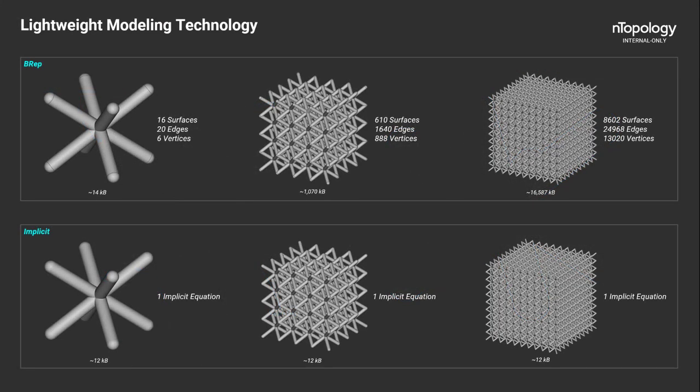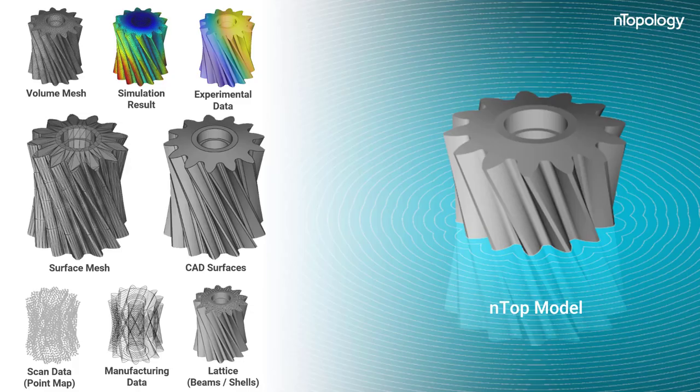This is a much more lightweight way of handling geometry data, and because we're only working with equations, we're able to very quickly generate complex structures without adding to the file size. nTopology stores these volume-defining equations behind the scenes, and with given input parameters, it computes these equations and then renders out a visual representation on the screen.